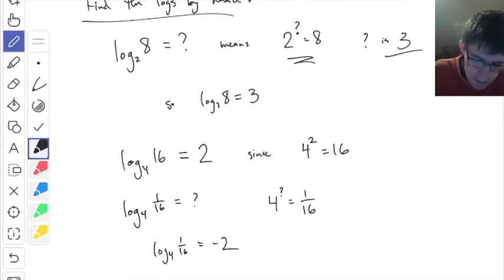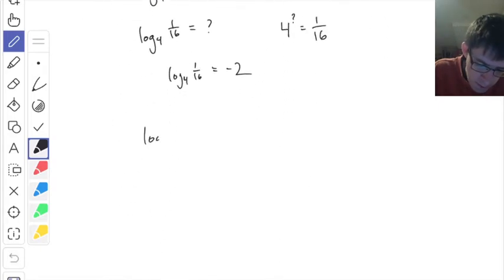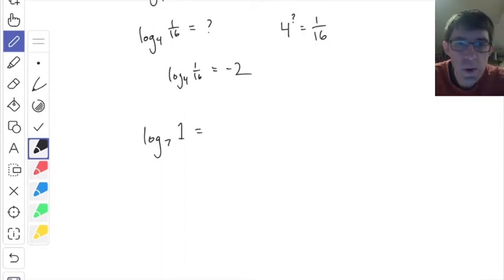All right. How about, say, log base 7 of 1? This means 7 to what power equals 1? What do you say?